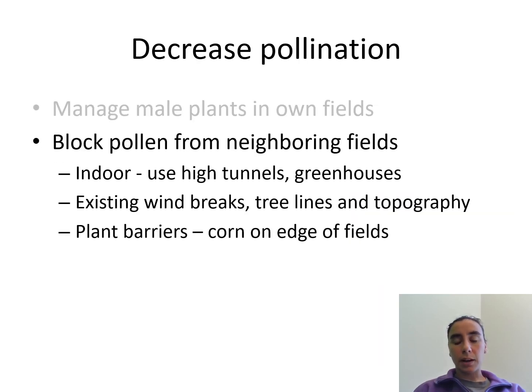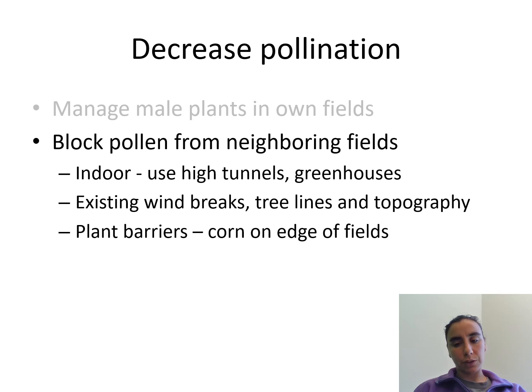Another way we can reduce pollen in our fields, outside of managing plants in our own fields, is to block pollen from neighboring fields. There's a couple ways of doing that. The first is indoor growth, so either using high tunnels, hoop houses, or greenhouses, whether that's plastic or glass. Basically you're producing the plants inside, and so pollen is not able to enter into your production. However, that's highly resource intensive if you have high tunnels, as well as space intensive.